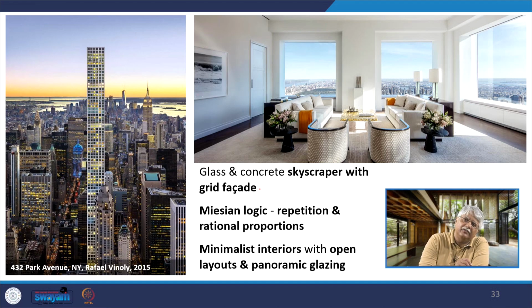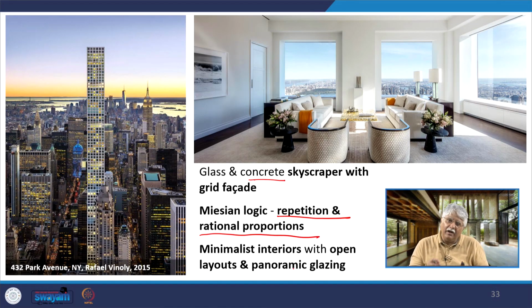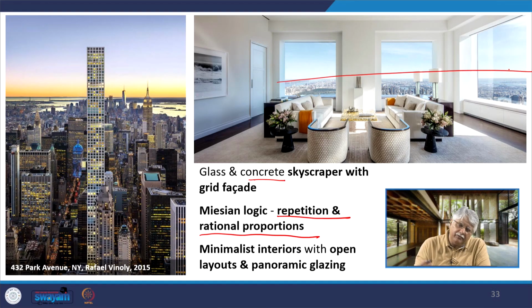We have talked about this building in slight detail in one of the earlier presentations. It has got a glass and concrete skyscraper, and this grid facade, this very well articulated facade, is what is coming from the Lakeshore Drive apartments. The Miesian logic of repetition and rational proportions are seen throughout the facade of this building. There are also minimalist interiors with an open layout, and then there is this panoramic view from every apartment. And like the Lakeshore Drive apartment, this is not a corporate building, it is a residential building.